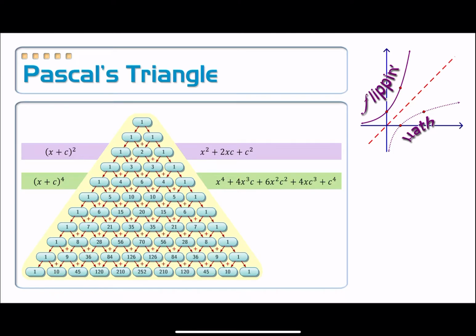When we were finding derivatives of those power functions, we had to expand out some power of a binomial like what we have here. And to do that, we used a device called Pascal's triangle, which of course we remember from algebra or from pre-cal.